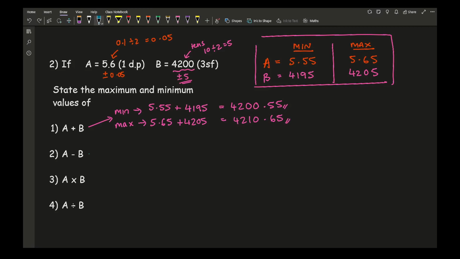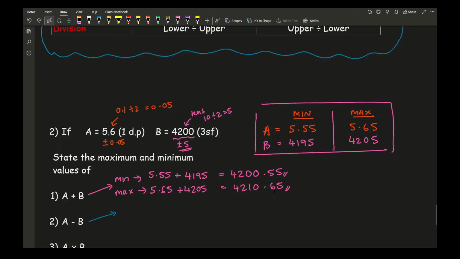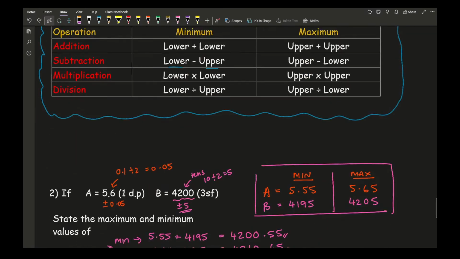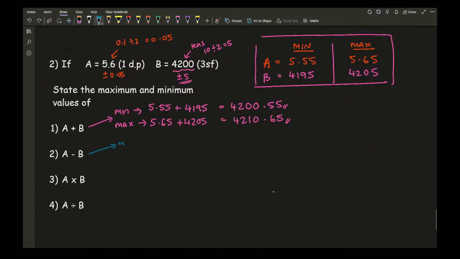Now, when working with subtraction, to get the smallest value, I need the smallest first number and the biggest second number. So to get the smallest value here, I need to use the smallest a, which is 5.55, and I'm going to subtract the biggest b value, which is 4205. And again, if I type that into my calculator, I'm expecting a negative number, which I get, and that is minus 4199.45.